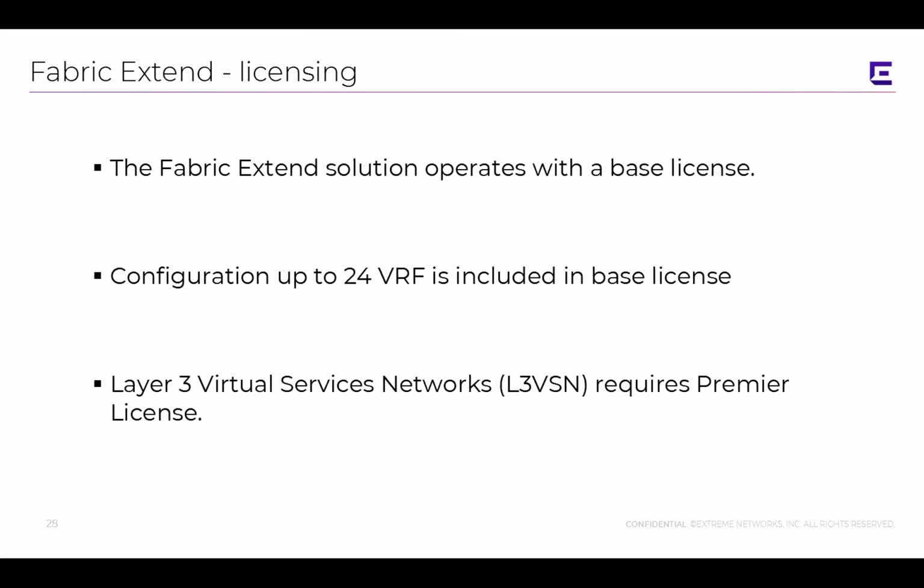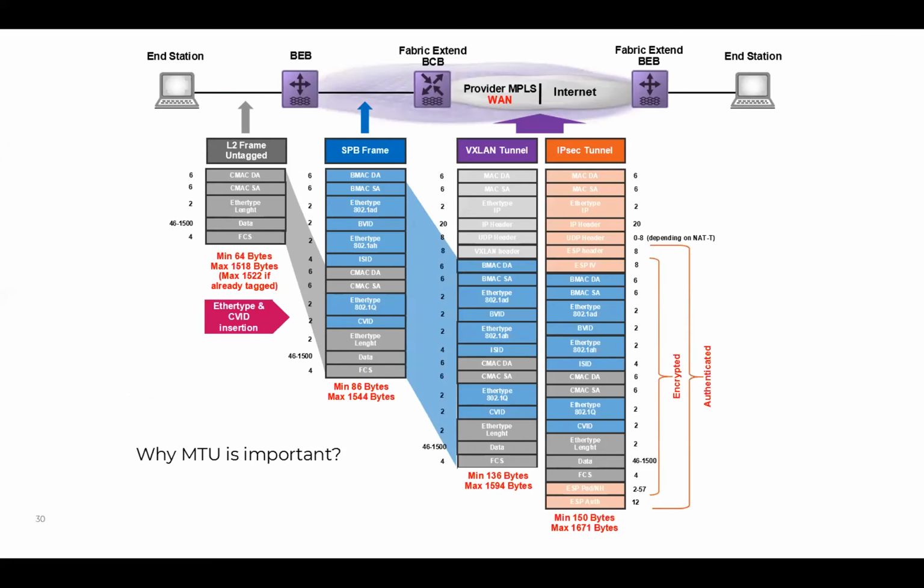So, back to Fabric Extend. The Fabric Extend operates with the base license, and if you don't use more than 24 VRFs, it is included in the base license. If you would like to go with more than 24 VRFs, you need to have the premium license, and if you are using the L3 VSNs as well. But the most important thing to remember about the Fabric Extend here is the MTU.